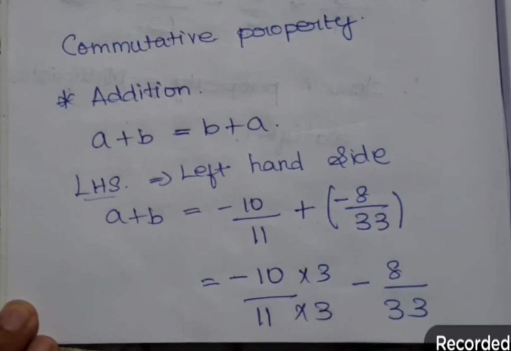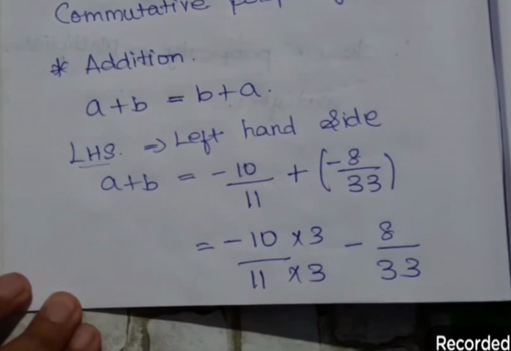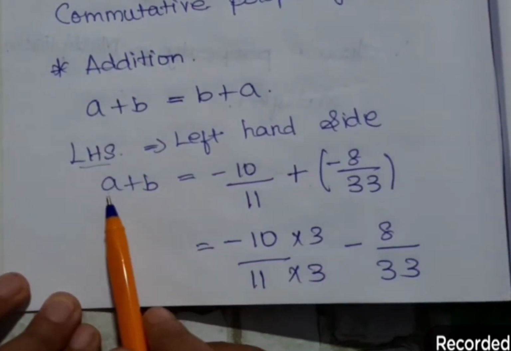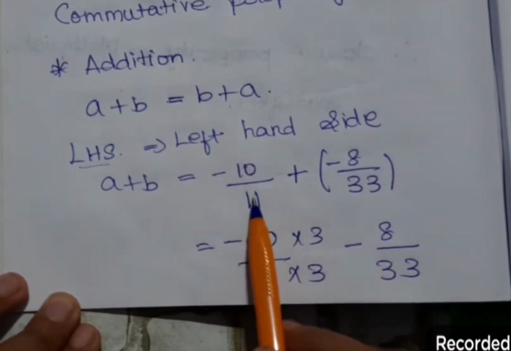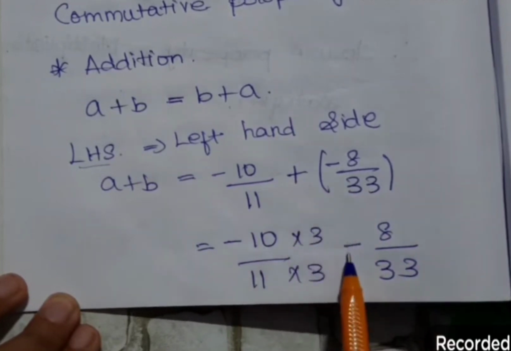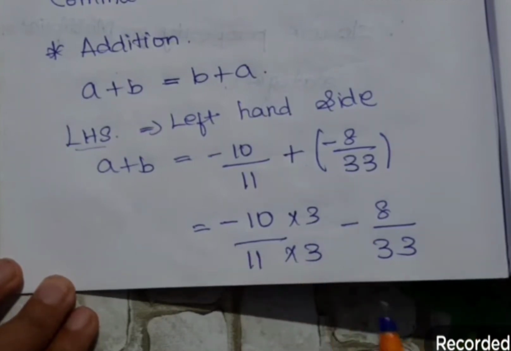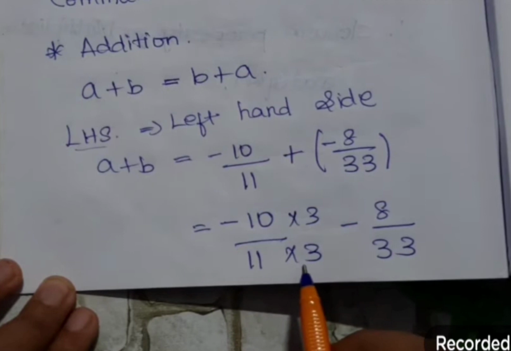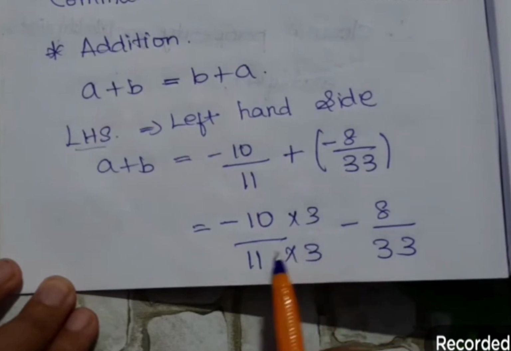A plus b is equal to, substitute a value and b value here. A value is minus 10 by 11, center sign is plus, and b value is minus 8 by 33. Here you have to add this, but the denominator is not the same. Make the denominator: 11 into 3 you will get 33. So just take LCM for 11 and 33, you will get 33 only as LCM. So you multiply 11 by 3, you get 33 in the denominator. The same number you have to multiply with the numerator also. So minus 10 into 3 by 11 into 3.